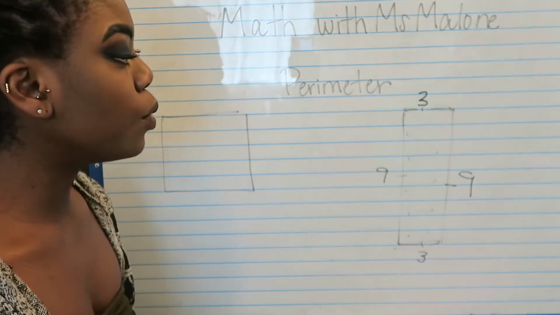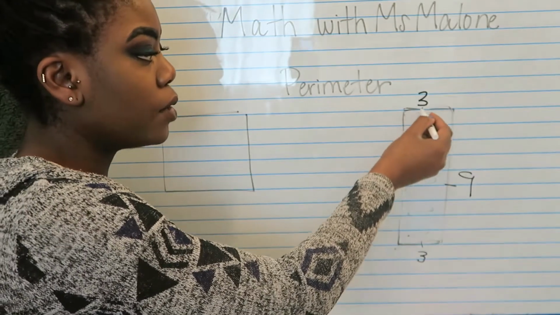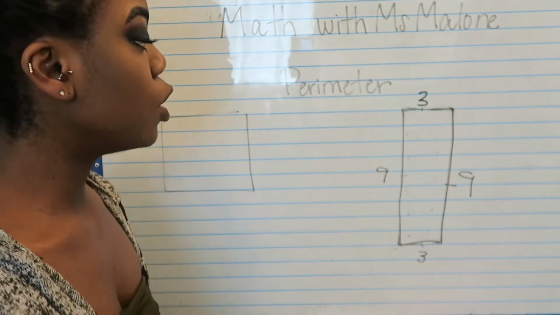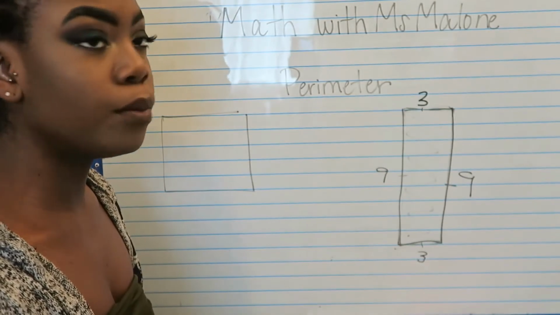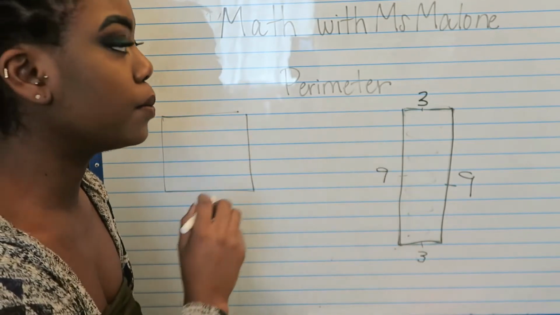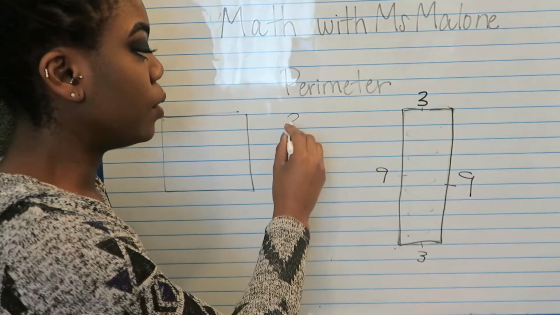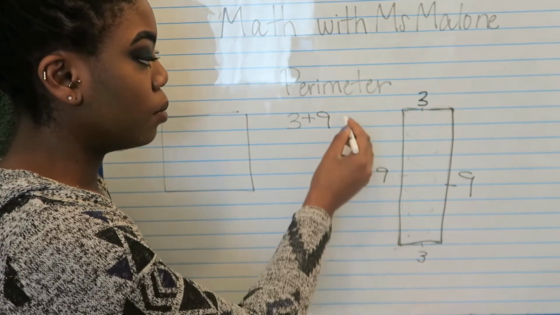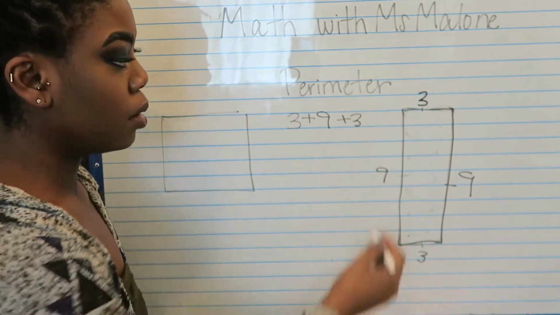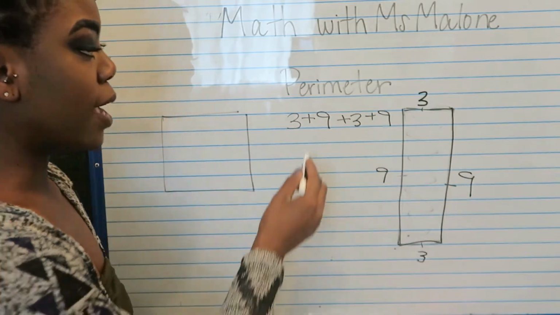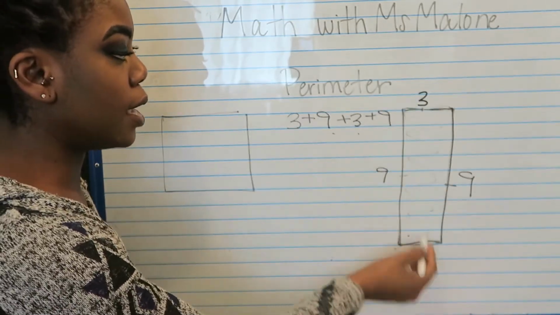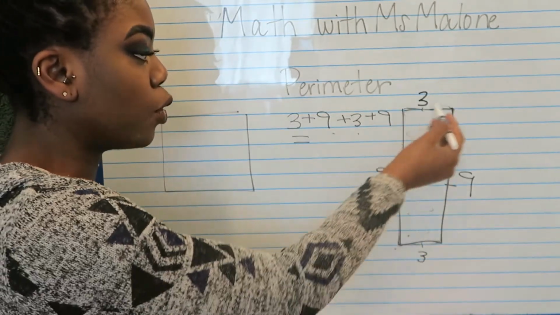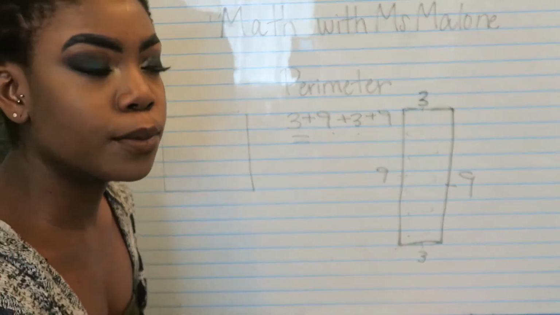9, right? So when we do the perimeter, we add up every single side of the shape that we're looking at. So what would the number sentence be if we needed to add up all the sides? It would be 3 + 9 + 3 + 9. So we've added this side, this side, this side, and this side, and then we would figure out the perimeter, how long it is to go all the way around. What would this perimeter be?